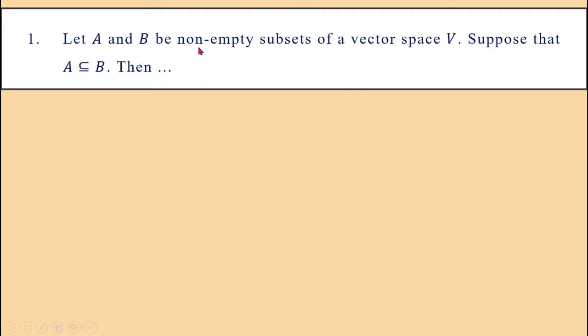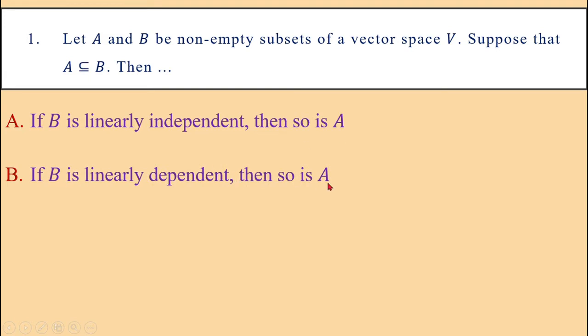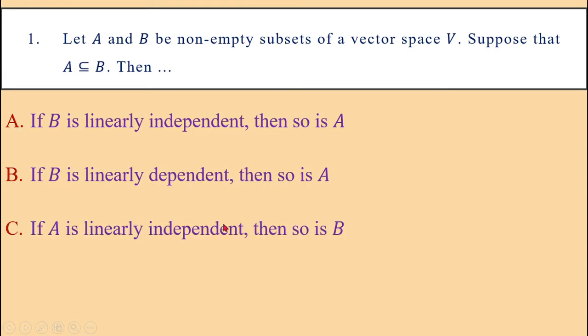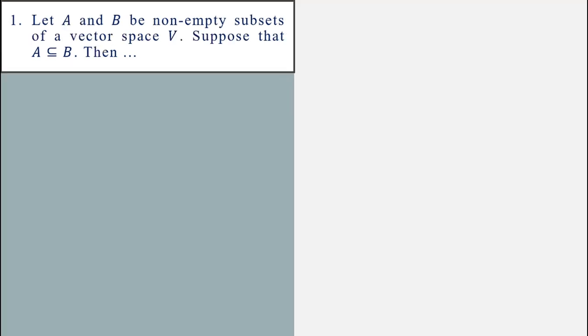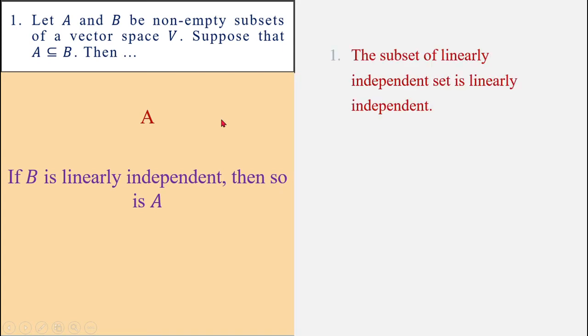Let A be a non-empty subset of a vector space such that A is a subset of B. Then, first option: if B is linearly independent, then so is A. Second option: if B is linearly dependent, then so is A. Third option is if A is linearly independent, then so is B. And fourth option is if B is a generating set, then so is A. The correct option is if B is linearly independent, then so is A. And the explanation for this is that a subset of a linearly independent set is linearly independent.